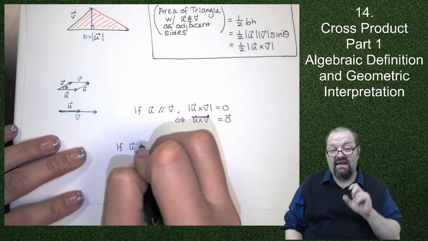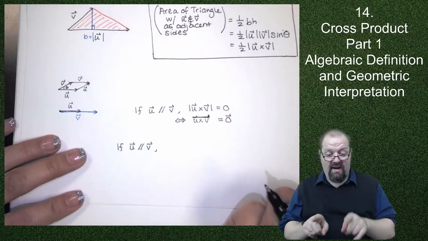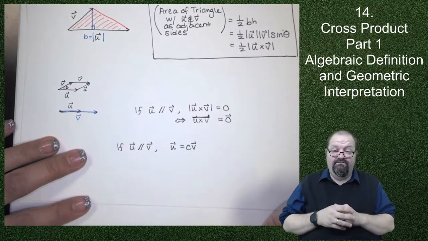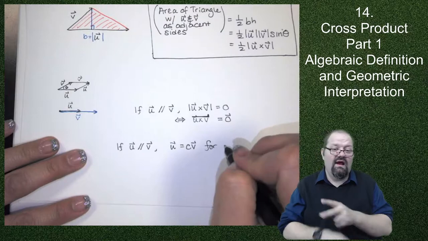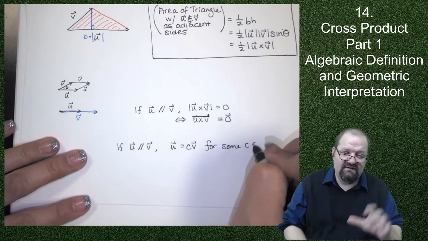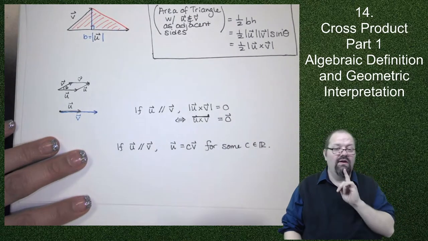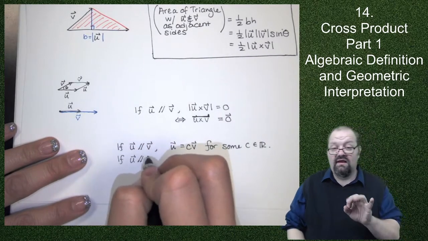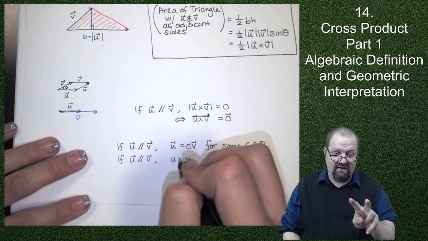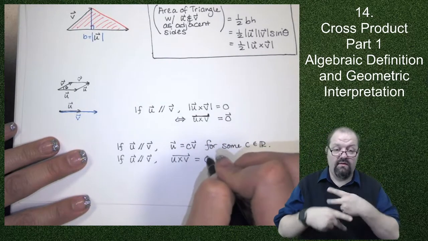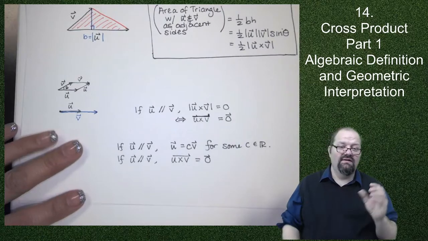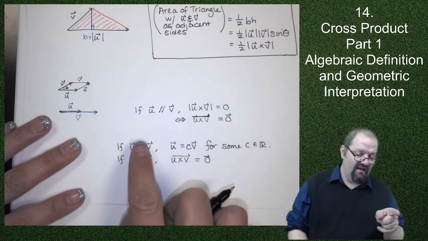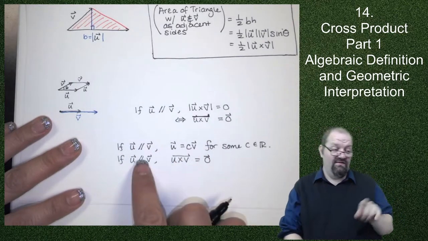If U is parallel to V, when we learned about vectors earlier, we said, well, that just means that U is a constant times V for some constant C. And our C's are going to be real numbers. Here's another test. If U is parallel to V, it turns out that the cross product of those two vectors is the zero vector. And I've said, if this, then this, but it also works the other way. If this is true, then this is true.